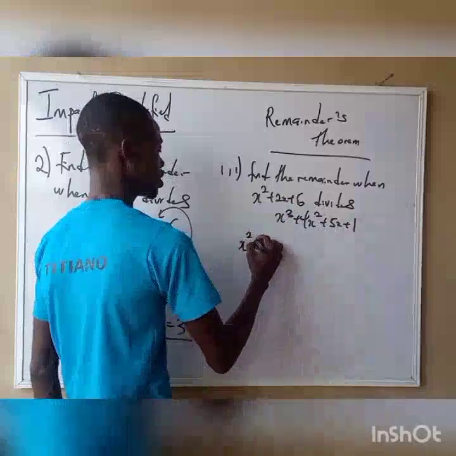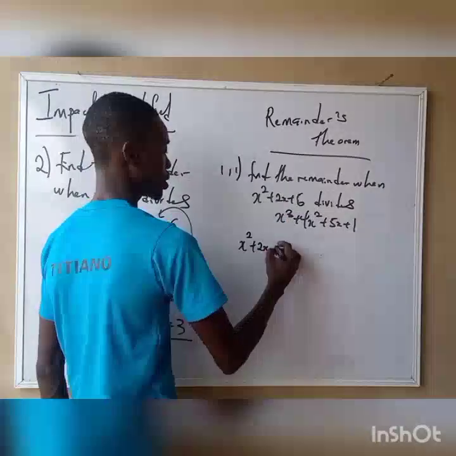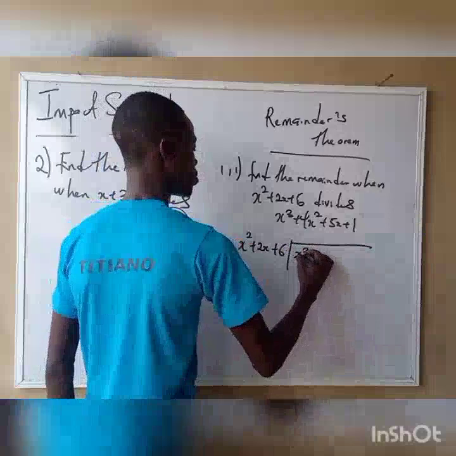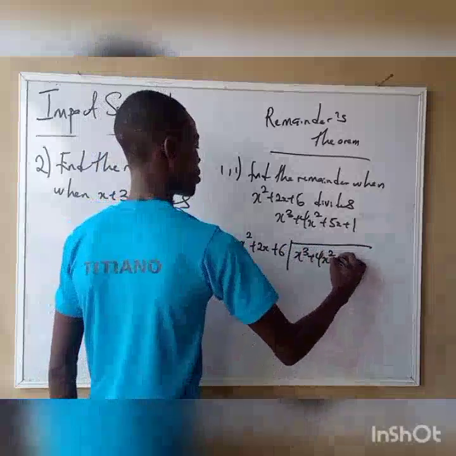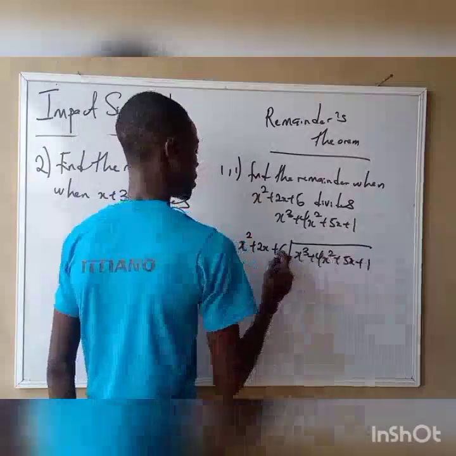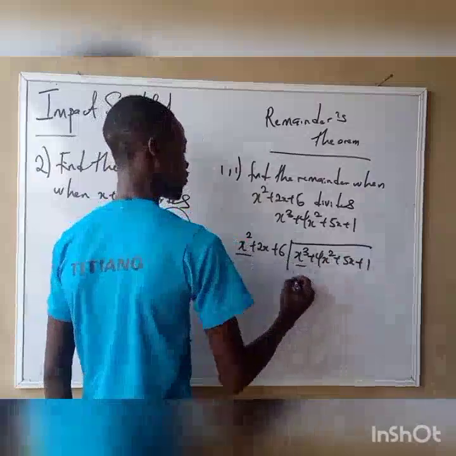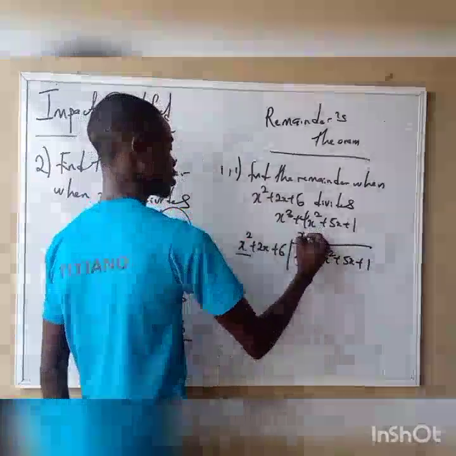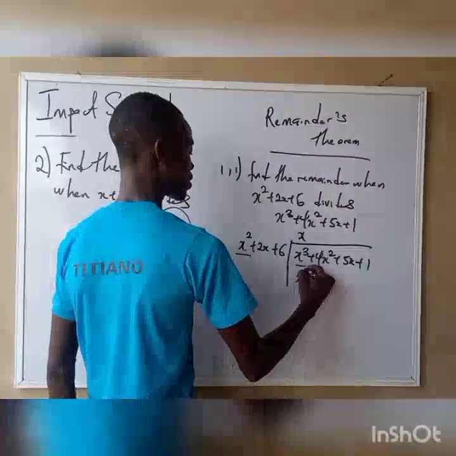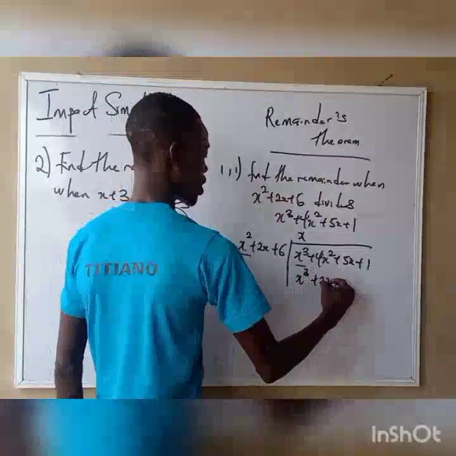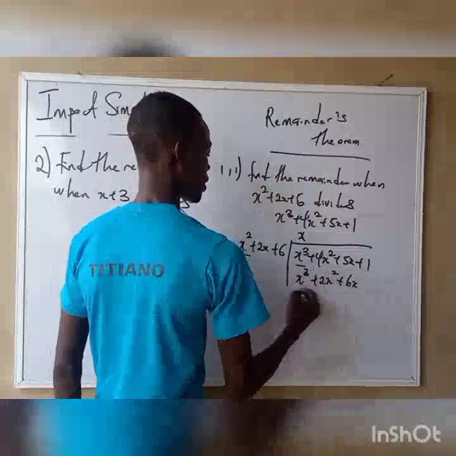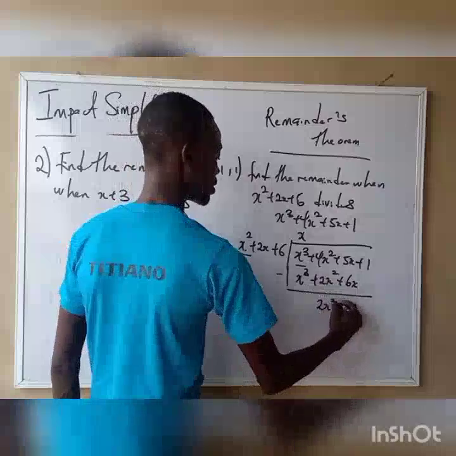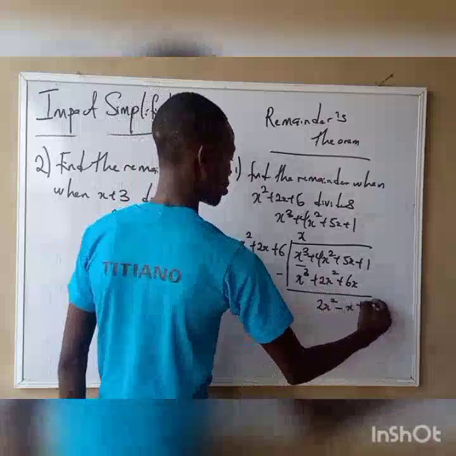And following the long division, we have x squared plus 2x plus 6 divided into x cubed plus 4x squared plus 5x plus 1. That means we use the first x to divide the first x, and x cubed over x squared will give us x. If we use this x to multiply, that will give us x cubed plus 2x squared plus 6x. And then we subtract. That will give us 2x squared minus x plus 1.